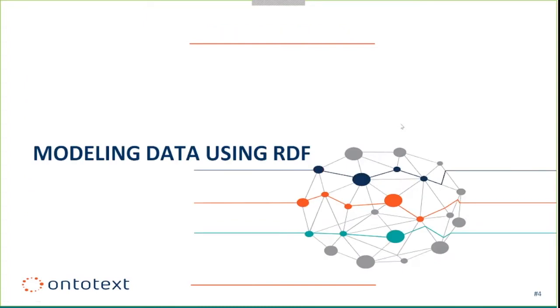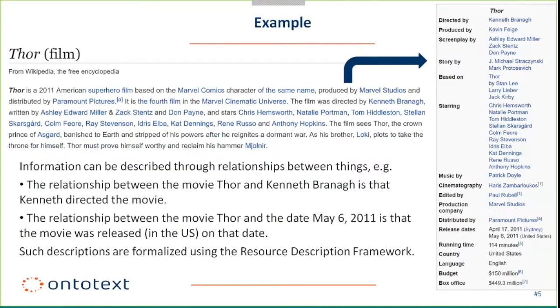So starting with modeling your data using the resource description framework, we'll take the following example. If you go on Wikipedia and search for the movie Thor, you see the first paragraph looks something like this. Also, you might notice that a lot of the information that's included in this paragraph is also converted into this knowledge graph on Wikipedia. For example, here you have the list of people starring in the movie, and here you have it described as well.